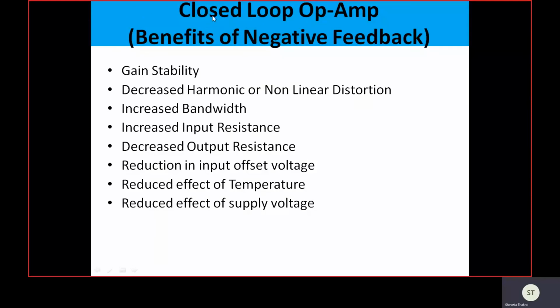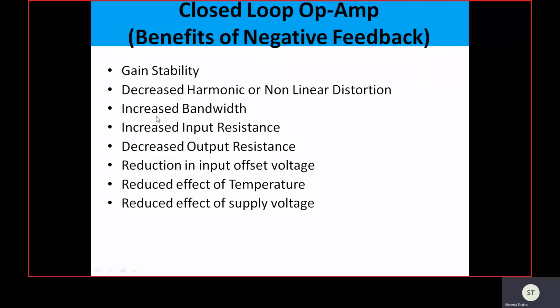So we usually employ the feedback in the operational amplifier, and the system becomes a closed loop operational amplifier. And we employ the negative feedback. What are the benefits of employing negative feedback in the operational amplifier? First of all, the gain becomes stable. Secondly, the harmonic or the nonlinear distortion is decreased.